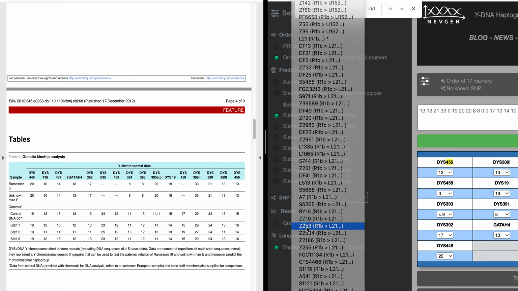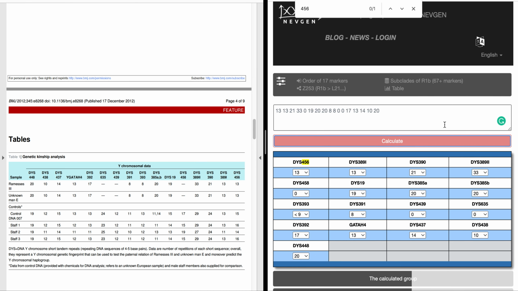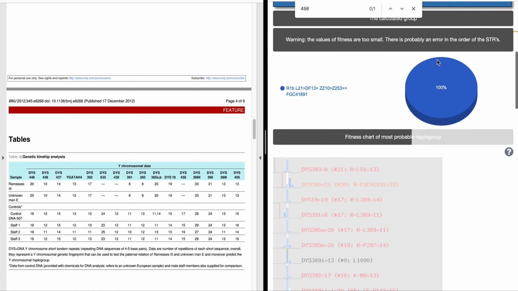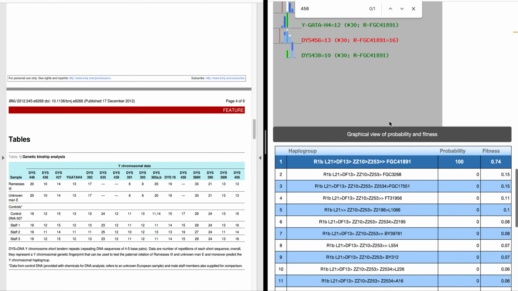Alright, so Z253, go and calculate it. Alright, so we got 100% probability. The Haplogroup for Ramses III and unknown man E is R1b FGC41891, and it's in the SNP Z253 with 100% probability.